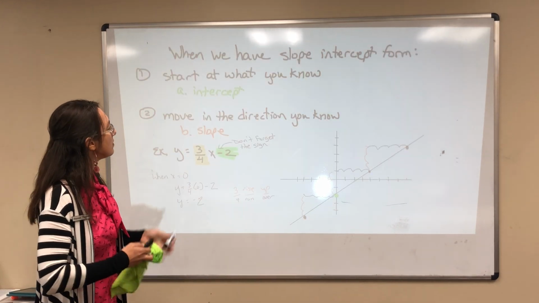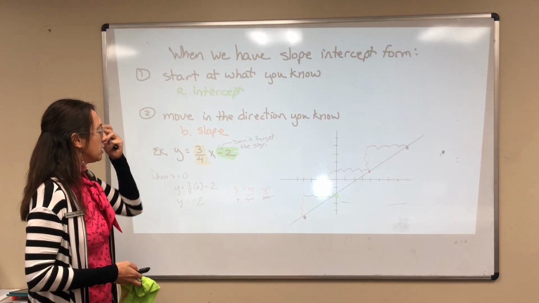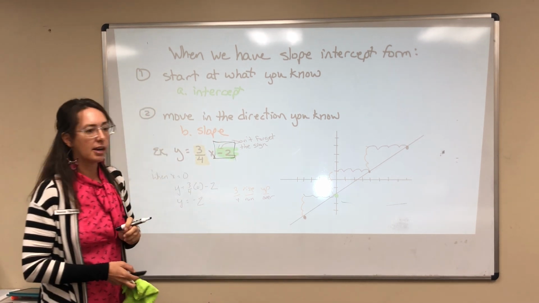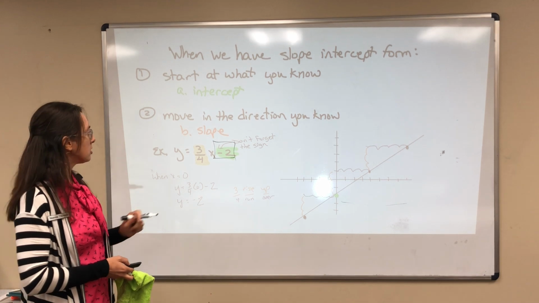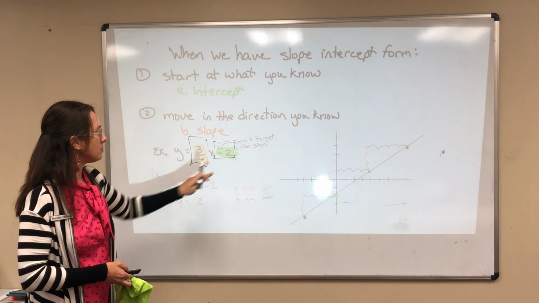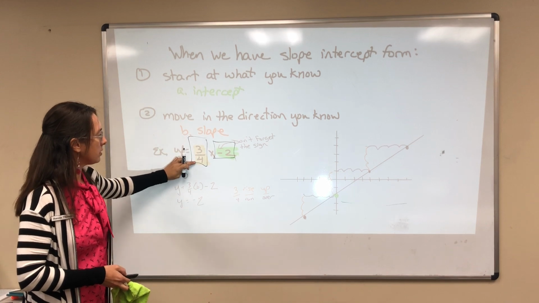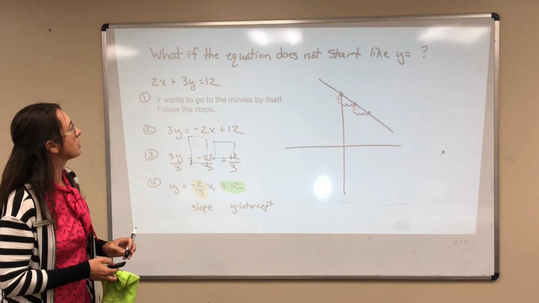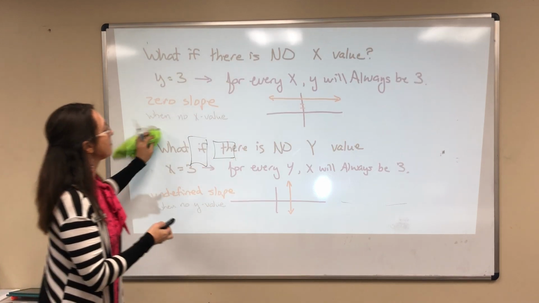So hopefully this is a review and it's helping you. Remember, we're at the place to where all of our signs travel with our numbers. So if there's a sign in the front, it travels with our number. This is rise of 3, run of 4. We can plot anything according to our slope stuff. Okay?